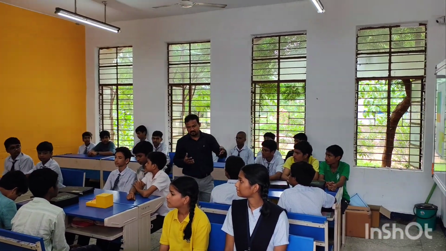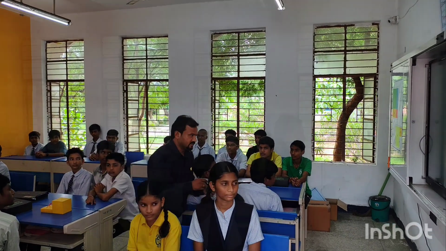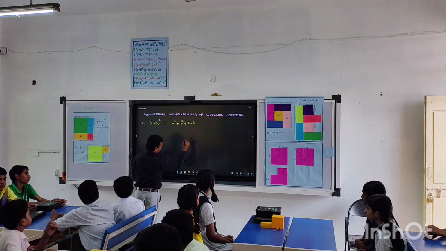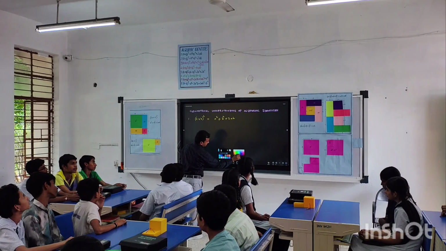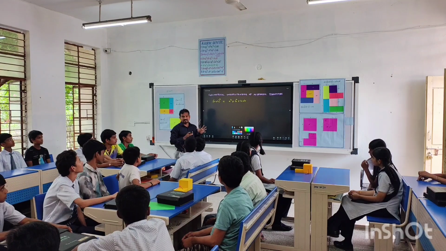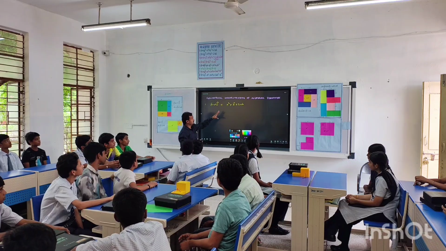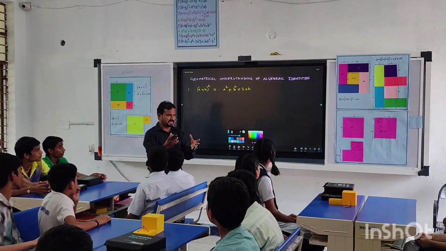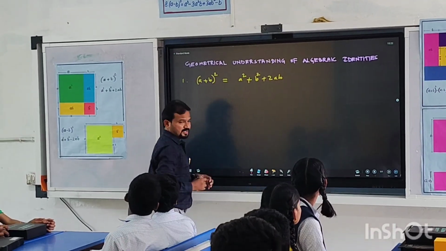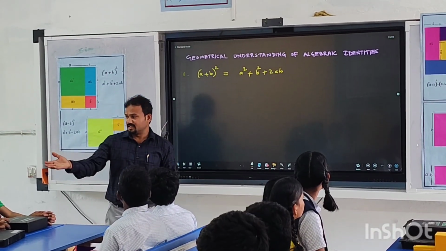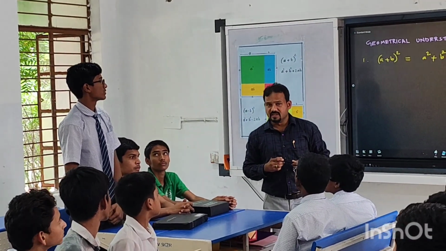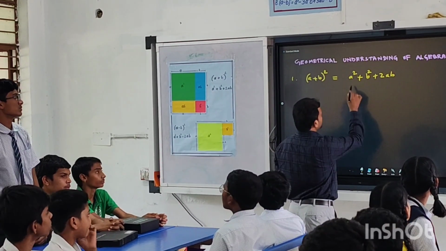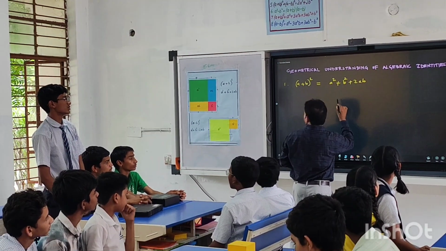So let's come here. Now we see a square plus b square plus 2ab. We are going to learn the geometrical meaning of this identity. The first part is a square. We are going to study this concept with a lot of activities. A square, what does it indicate, Karthik? Area of a square. What is its side? a. So a square means the area of a square.